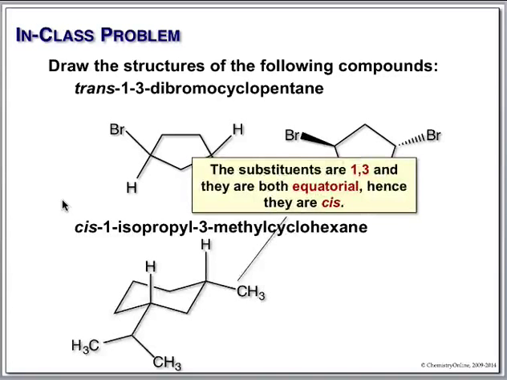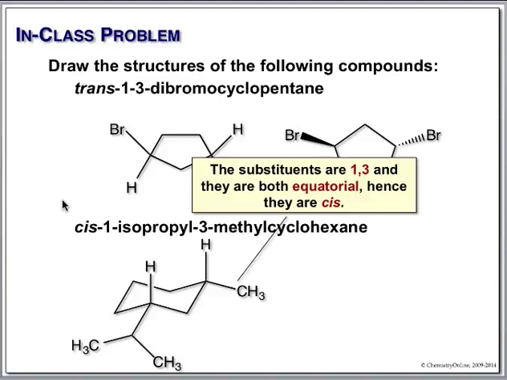Wouldn't the isopropyl be where the methyl is? Doesn't matter. Well, this is carbon 1. That's where you'd have to start as well. Carbon 1, 2. Doesn't matter how you draw it.